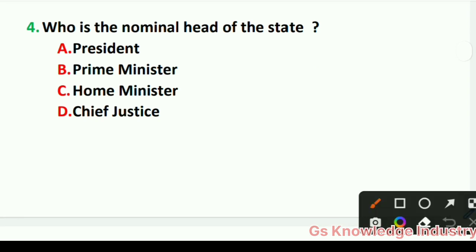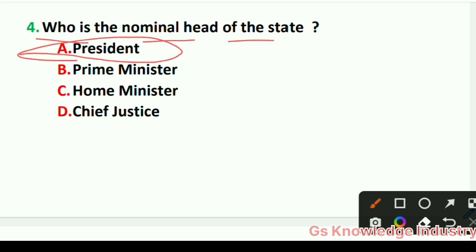Fourth question. Who is the nominal head of the state? Option A, President. Option B, Prime Minister. Option C, Home Minister. Option D, Chief Justice. Here the right answer is option A, President. President is the nominal head, but Prime Minister is the real head, right?